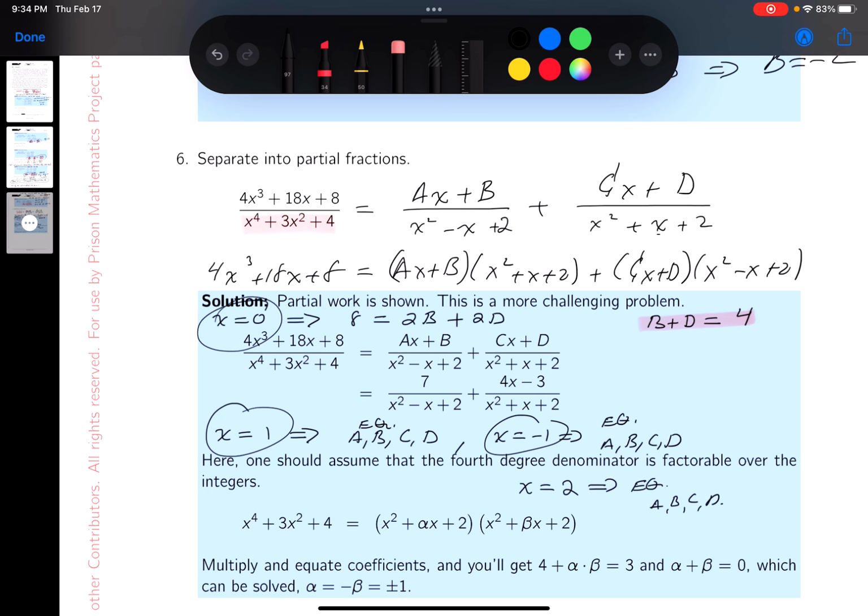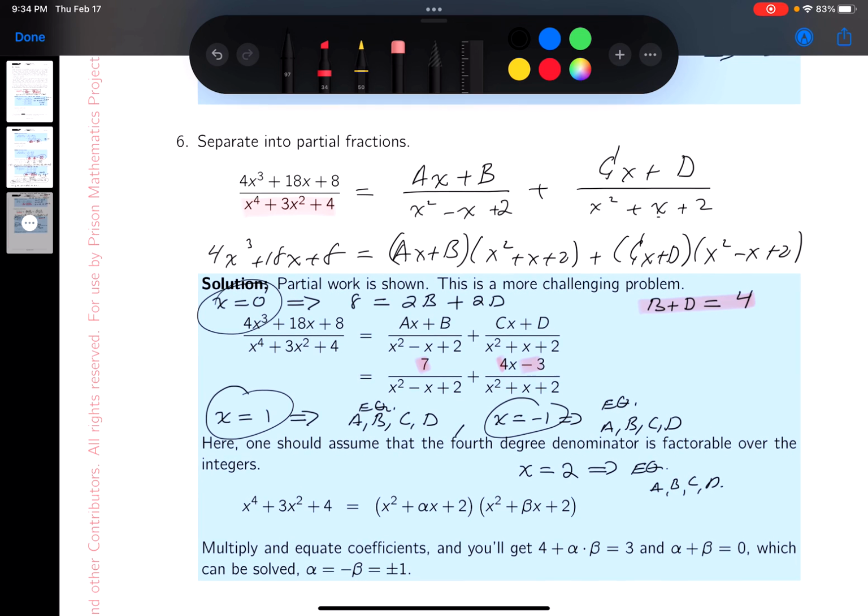All right? So I did the work. It was tough. I'm not saying it wasn't, but I did the work. And what I found was, I found the A was 7. I found the B was 0. I found the C was 4. And I found the D was -3. I'll leave this as an exercise.